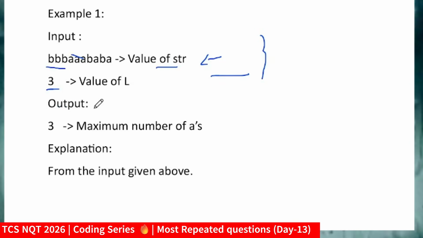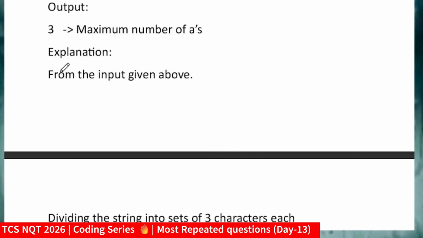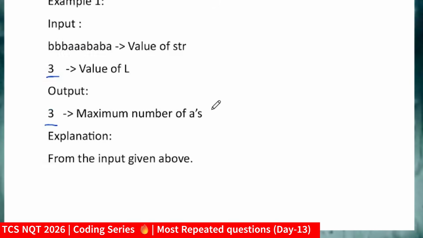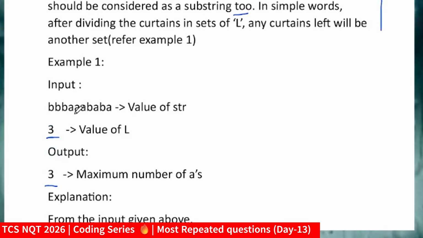That's why I'm saying you must go through the input and output, and the edge cases are a must, because in particular cases some test cases may fail because you are missing some edge cases. So in the NQT exam you have to look through the edge cases. The output will be 3. Why? Because the maximum number of A's is this one. So I think you got it.